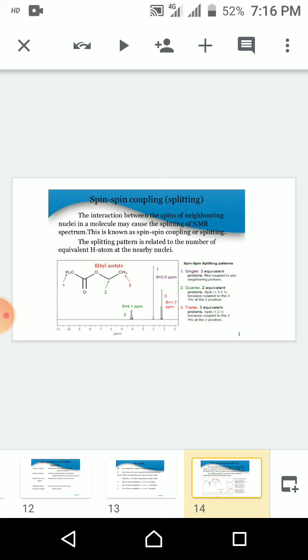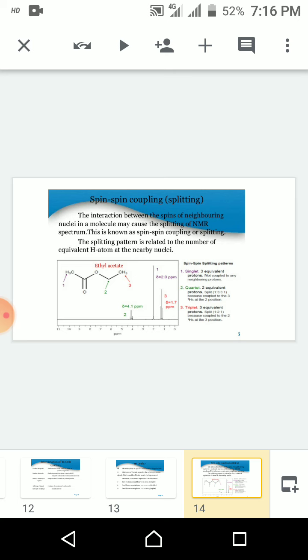In the last part, we have discussed spin-spin coupling, the splitting of the signals. It gives us information about the interaction between the spins of neighboring nuclei in a molecule, which may cause the splitting of the NMR spectrum. This is shown as spin-spin coupling or splitting. The splitting pattern is related to the number of equivalent hydrogen atoms at the nearby nuclei.